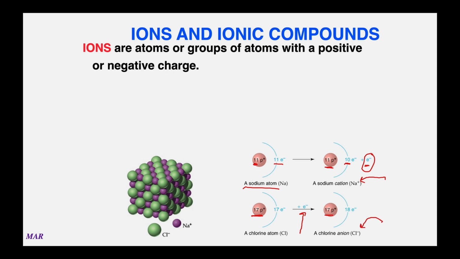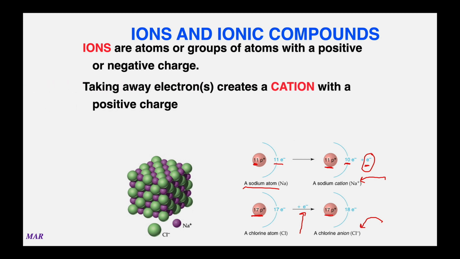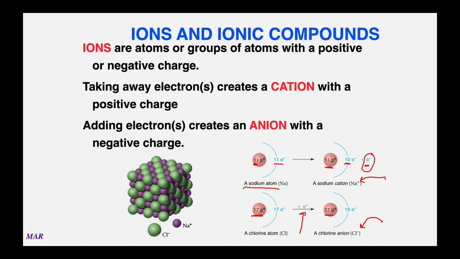This would be a negative ion, or the fancy term is an anion. And we're going to see that it likes to be -1. If you take away an electron, it makes a cation. And again, a cation has a positive charge, so sodium forms a cation. On the other hand, you've got to do something with those electrons. If you add an electron or electrons, you create an anion with a negative charge. So cation means positive charge, anion means negative charge.